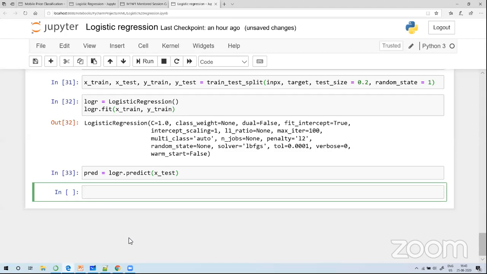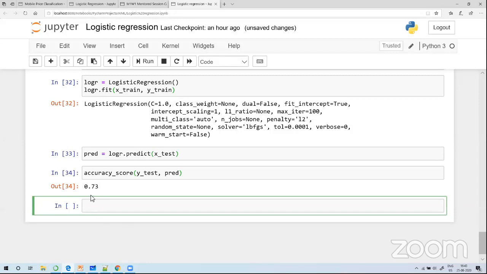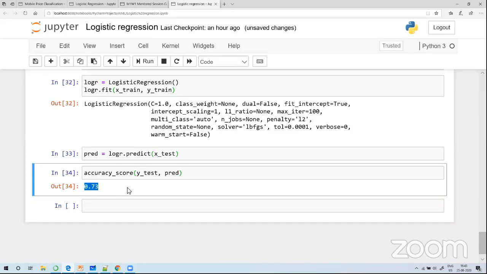Now, how good is our model? How accurate is our model? accuracy_score, actuals y_test, predictions pred. It says your accuracy score is 0.73. So that means we are accurate 73% of the time. Not so good.